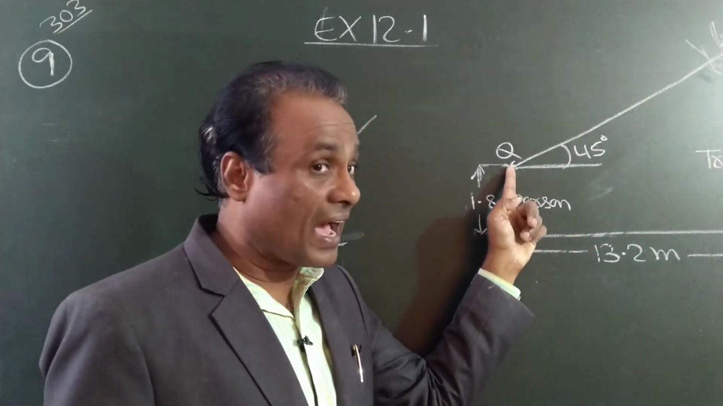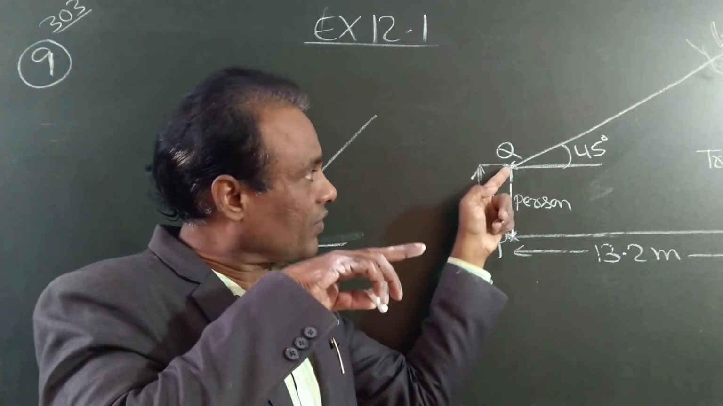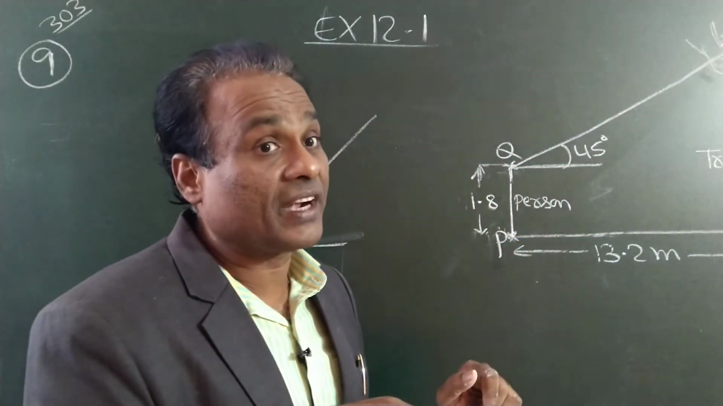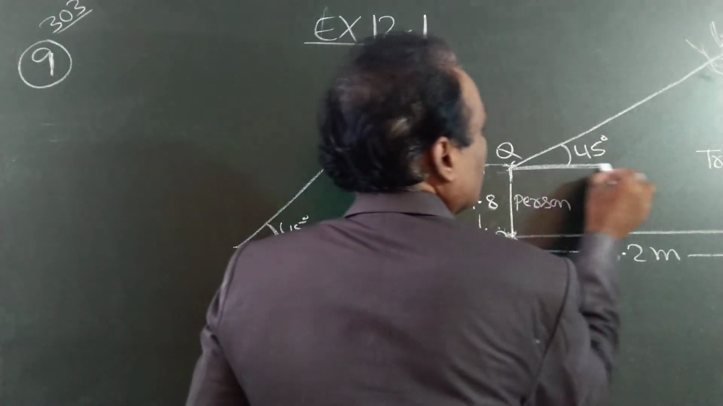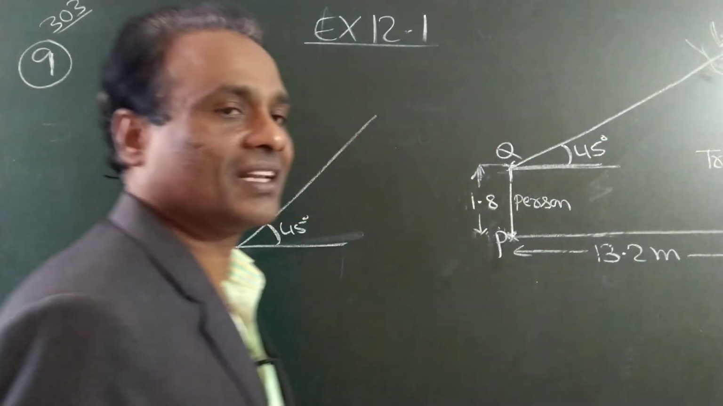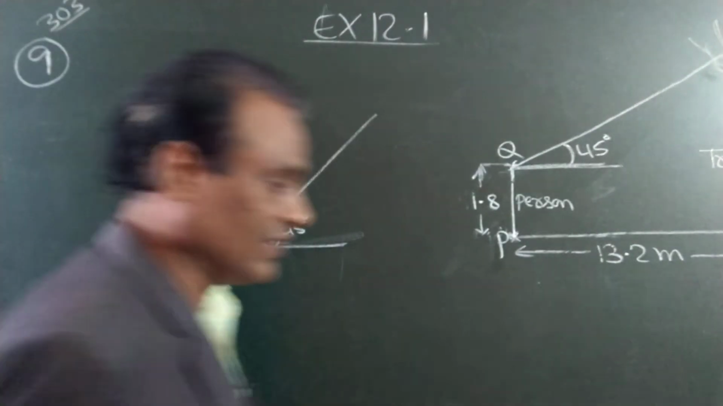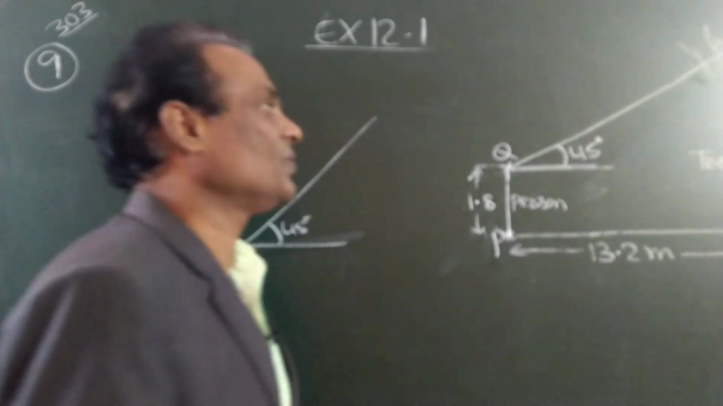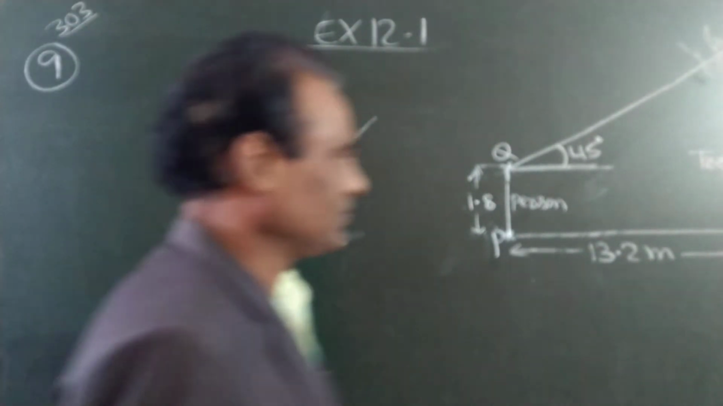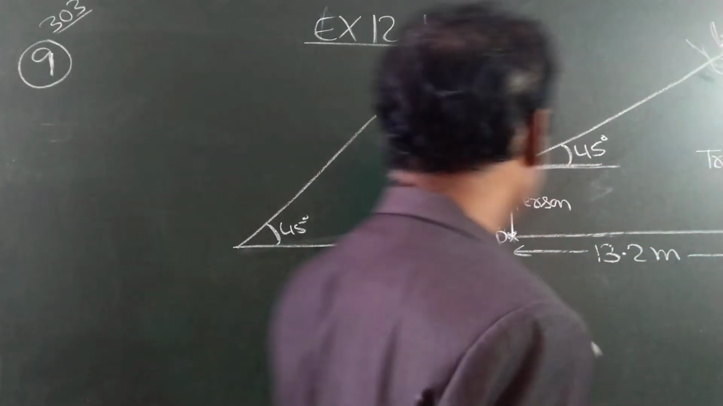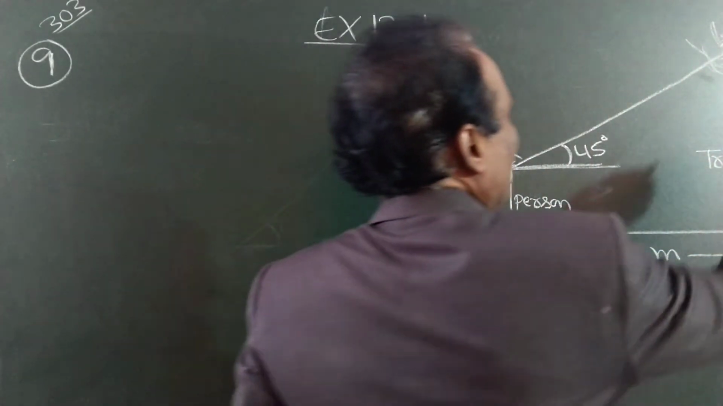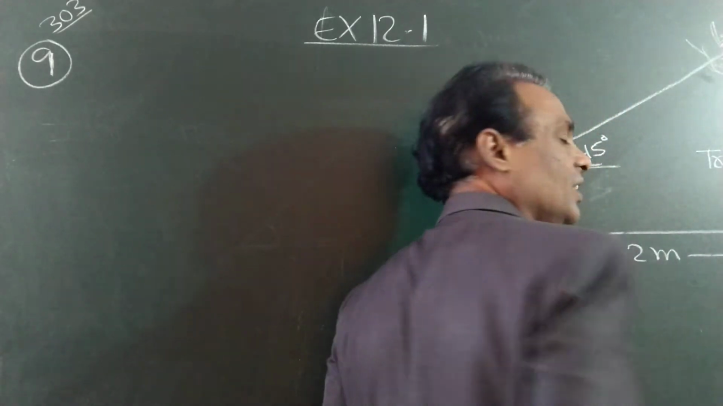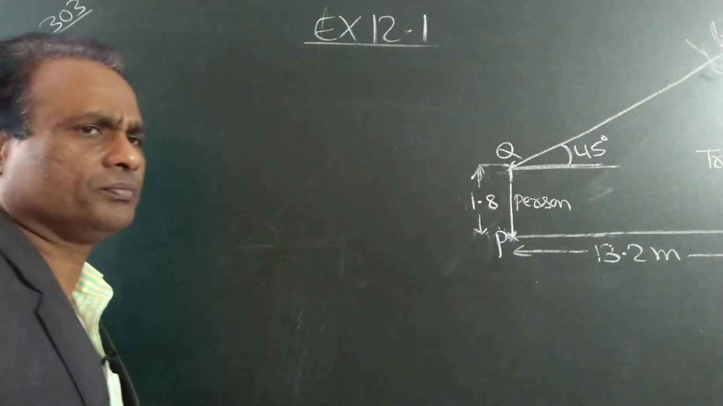These are the person eyes. So he is observing from here, he is observing the top of the tree. Angle of elevation 45 degrees means we have to draw a horizontal line, then we have to write the 45 degrees. What is the question? What is the height of the tree? Height of the tree we have to find. This is the height of the tree. H be the height of the tree, for example.